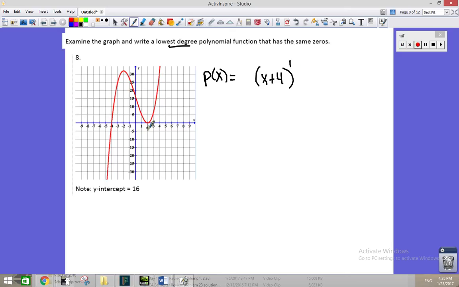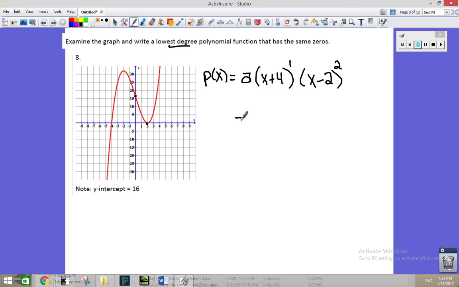Over here at x equals 2, that's a 0. In factored form, we write it as x minus 2. Since it's doing a touch and turn, this is going to be an even number, so I'm just going to pick 2. Now, I have to figure out what this leading coefficient is going to be, and I can see that it's telling me down here at the bottom that when I read this graph it has a y-intercept of 16.